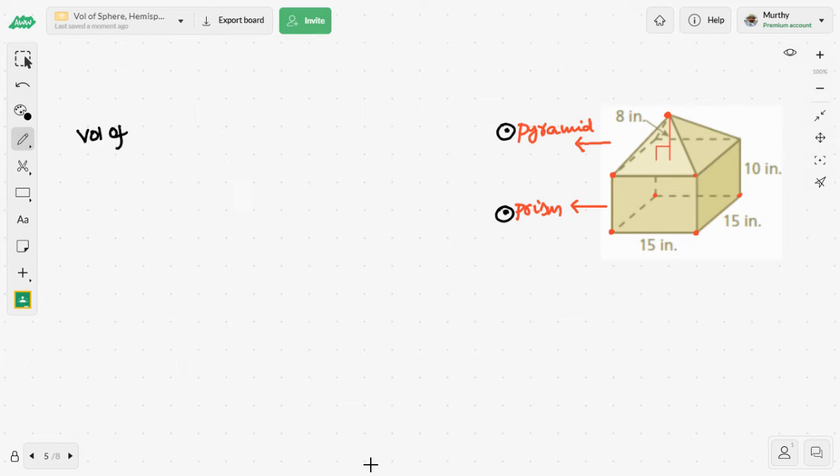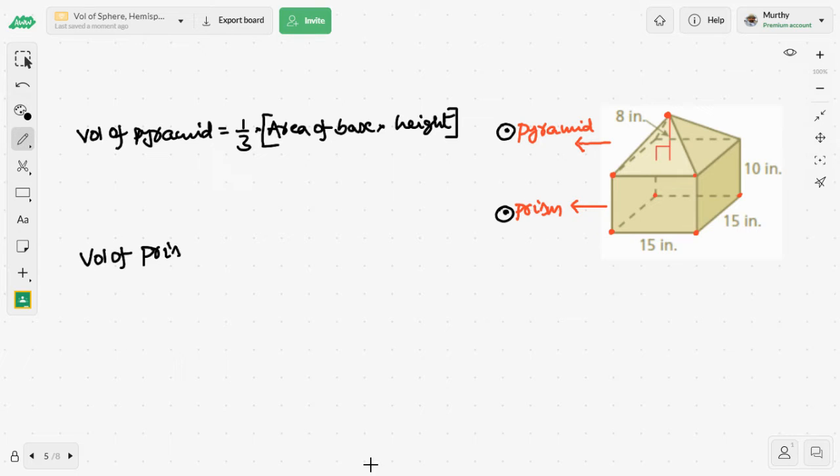So volume of a pyramid equals 1/3 times area of base times height. Okay, and let me copy the volume of the prism too. So volume of prism equals area of base times height.